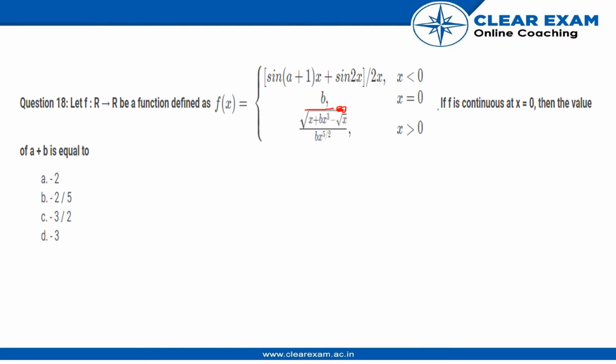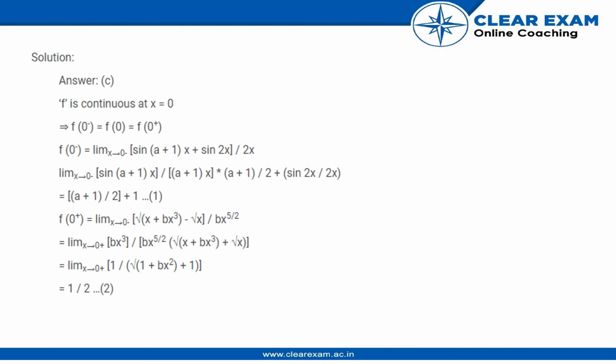So we need the value of a plus b, and for that we need to find the values of a and b separately. We know that f is continuous at x equal to 0, meaning f of 0 minus is equal to f of 0, which is equal to f of 0 plus. So f of 0 minus can be written as the limit x tends to 0 minus of sin((a+1)x) plus sin(2x) upon 2x.